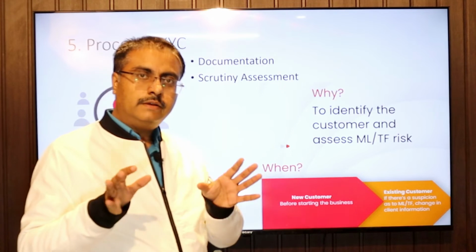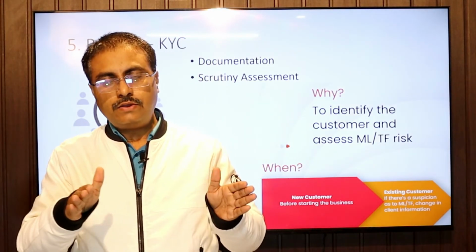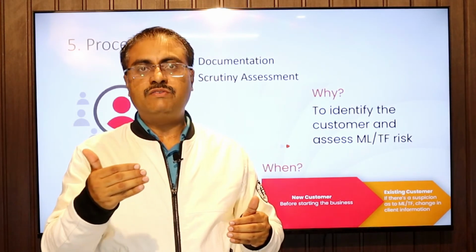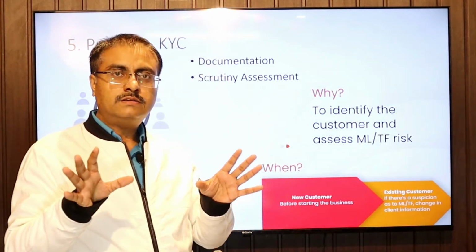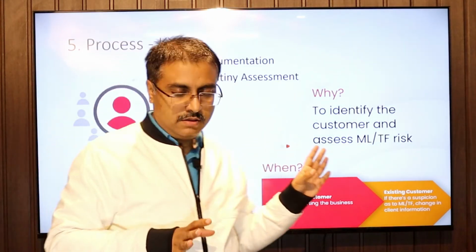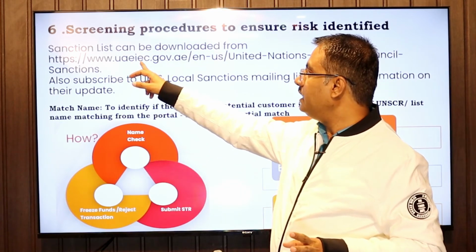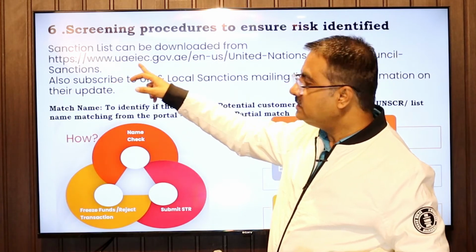So it might be possible that day to day, the goAML FIU has changes updating their list. So once you subscribe to those lists, on a monthly basis you will get notification that this name is added to the list, this name is deleted from the list. So this list is available at the website. So this is the website, uaeiec.gov.ae, where we can find the sanction list.